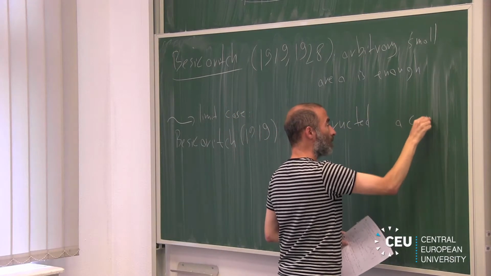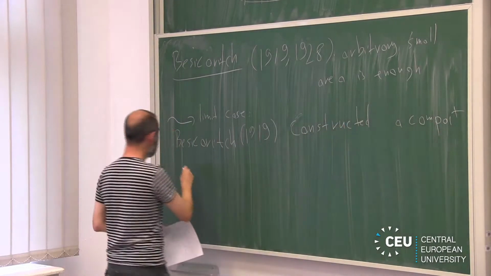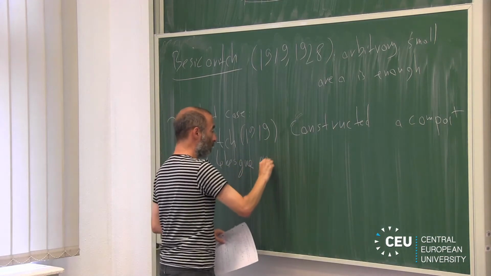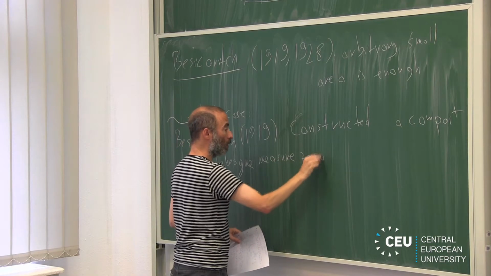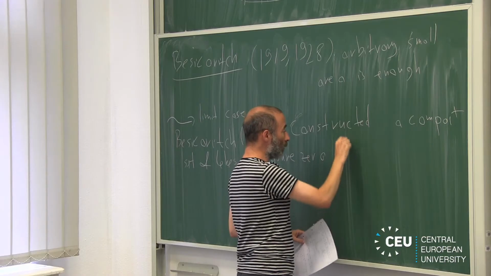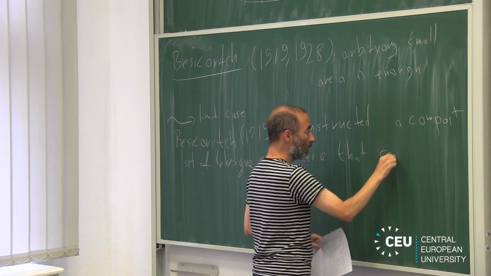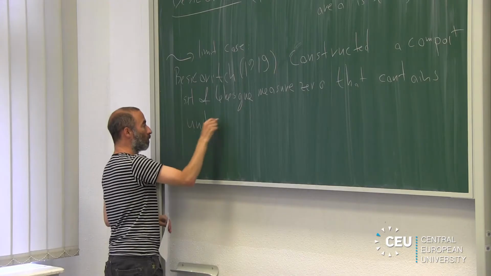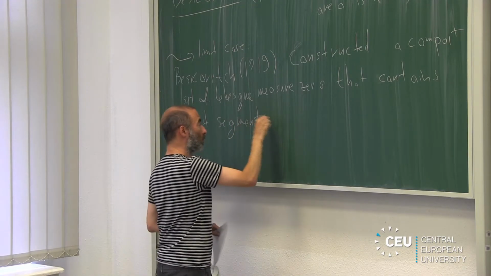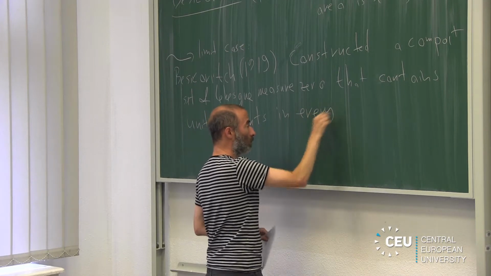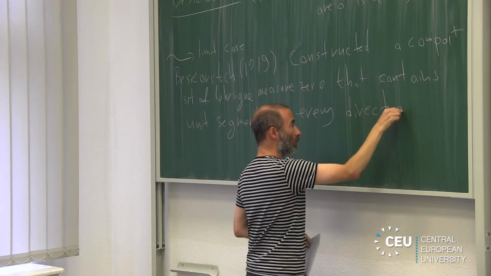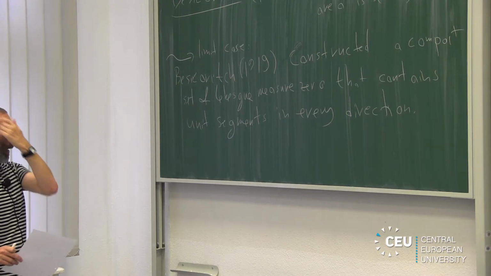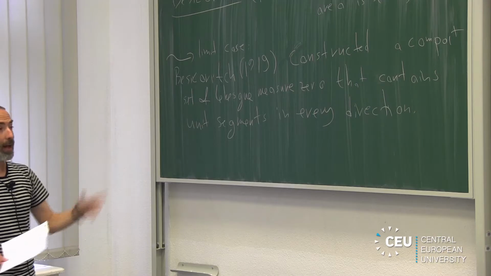So Besicovitch in 1917 constructed a compact set of Lebesgue measure 0 in the plane that contains unit segments in every direction. Okay, so if you don't want continuous movement, just segments in every direction, then you can make this area to be 0.